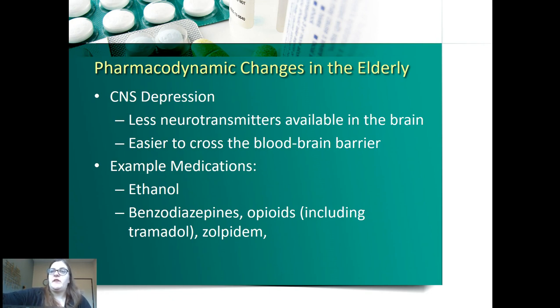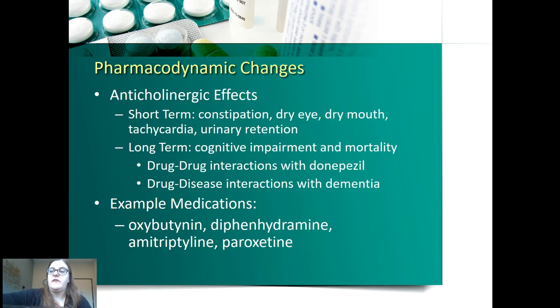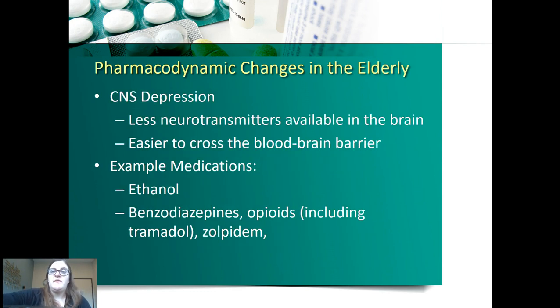So some example medications that can cause more CNS depression: ethanol, I know it's not necessarily a medication, but it's something that can really mess with a lot of medications, especially in older adults. And then anything that's sedating, so benzos, opioids, including tramadol, zolpidem, all those things really can cause some significant CNS depression. And you might also see it with meds that you wouldn't have thought based on younger adults. So, for example, I've heard of older adults getting just completely out of it from just a little bit of baclofen, whereas in a younger adult, they'd be fine.